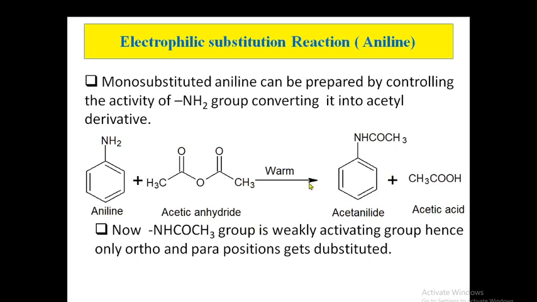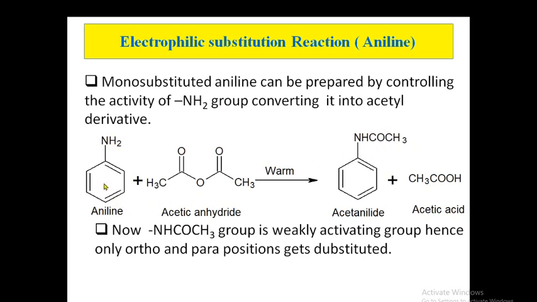But if you want the monosubstituted aniline, how can we do that? For that we have to just control the activity of this NH2 group. How can we control the activity of the NH2 group? Just by converting that NH2 group into an anilide group, NHCOCH3.